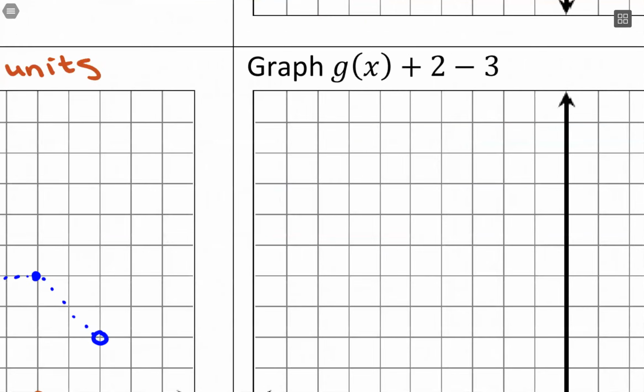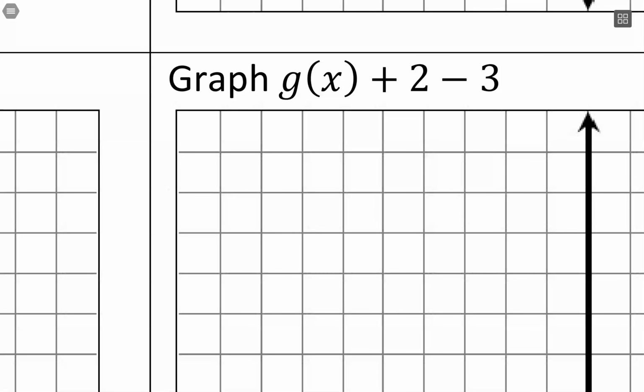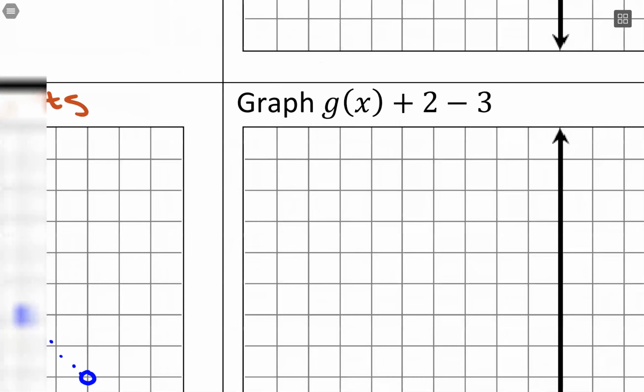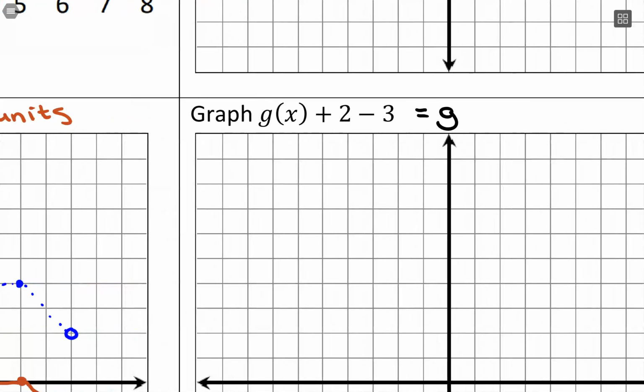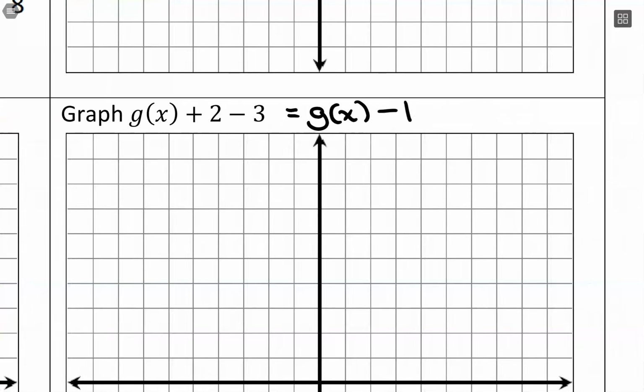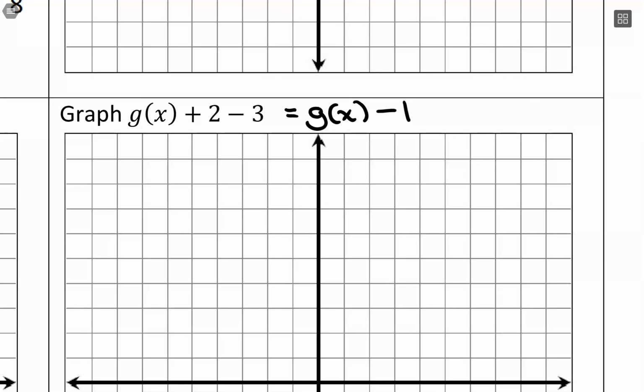Alright, this next one, you can see there's a plus 2 and minus 3, and you might start thinking, okay, I'll move up 2 and then down 3, which you absolutely can, and we'll get to a point where we're layering on these transformations. However, you can just simplify it, and this is the same thing as g of x, and then 2 minus 3, which is a negative 1. So really we can just do one movement here instead of up 2 and then down 3. You'd end up at the same spot, but we want to simplify first. So we're going to move down 1.